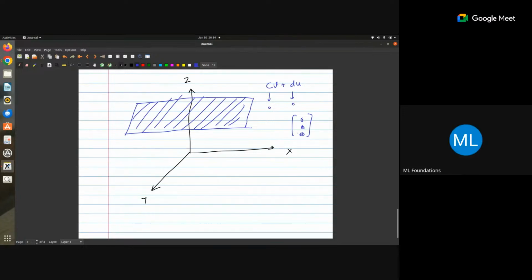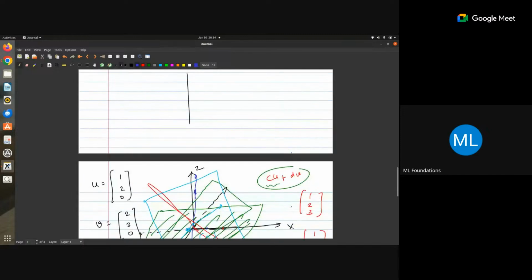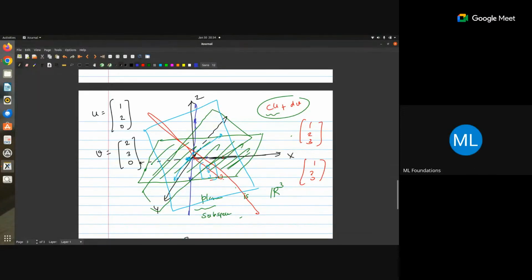Unit vector we cannot say, right? Unit vector is a different phenomenon. Is this a unit vector?